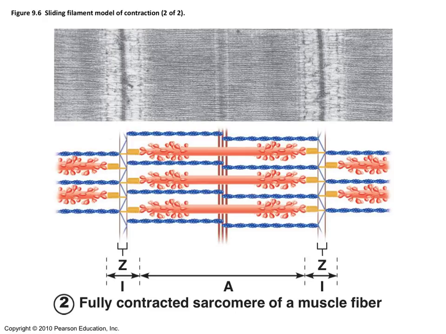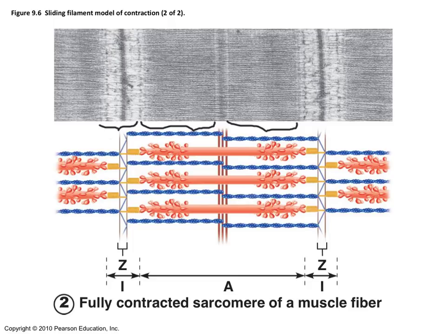Here we're looking at a fully contracted sarcomere. Notice the myosin thick filaments haven't changed in length. They're not actually moving, but what has happened is that the actin thin filaments have been pulled into the middle. Also notice the shortening of the I band. The I band is much shorter now because the actin filaments have been pulled in. In the zone of overlap, well, the sarcomere is almost completely zone of overlap. It's almost completely A band now.